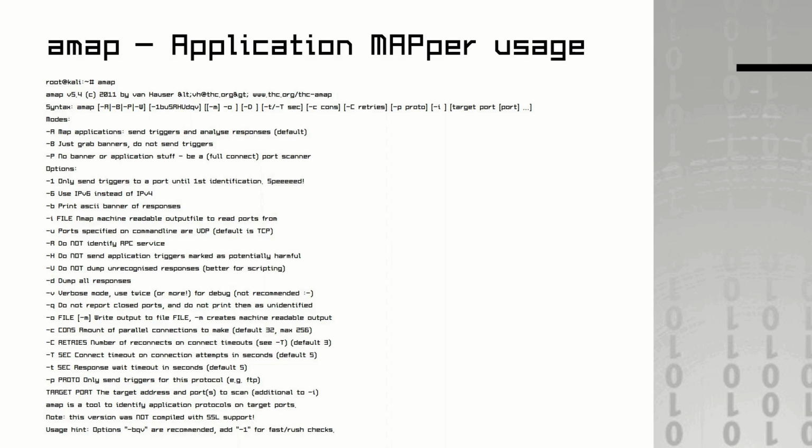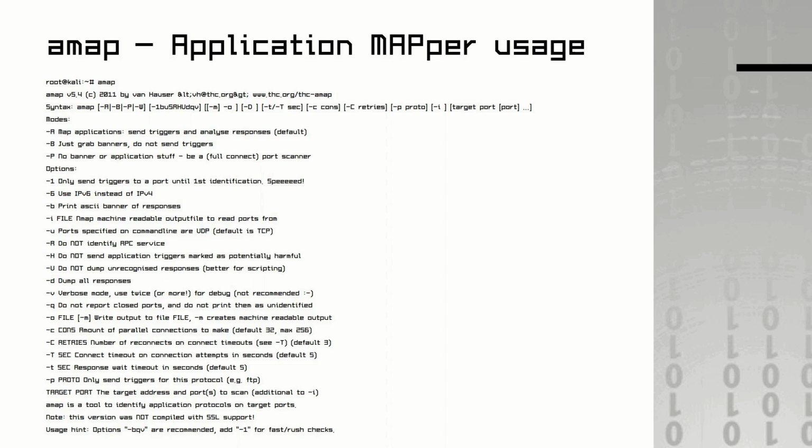And we also have the small hyphen capital B. It will just grab the banners, and not send the triggers. And we also have the small hyphen P, which is for no banner or application stuff. It is a fully connected port scanner, and the options included in this are the small hyphen 1, the 6, and the small hyphen B.